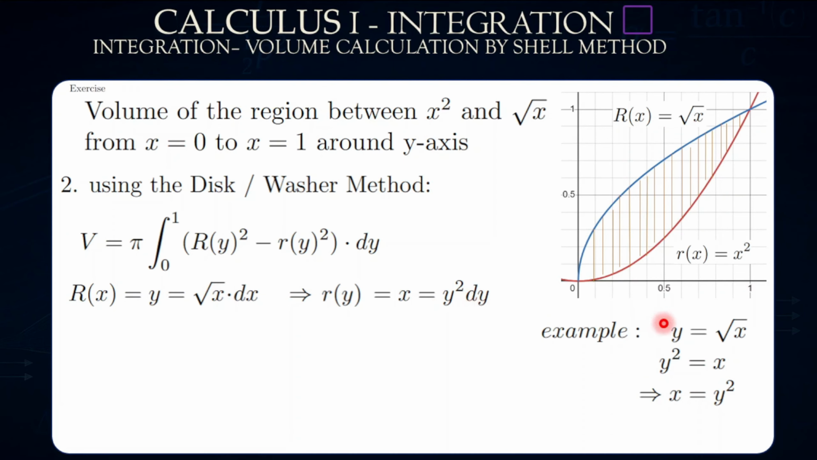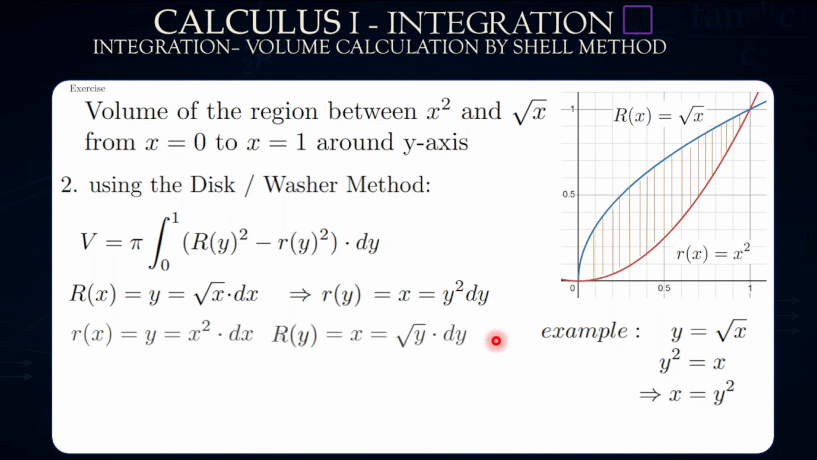In other words, here's how we did it. y equals √x, correct? We want to check what x is in respect to y, so we raise both sides to the power of 2, and then x becomes equal to y². This is how we obtained r(y). We had at first the value of y in respect of x. We needed the value of x in respect of y, so we flipped everything around.